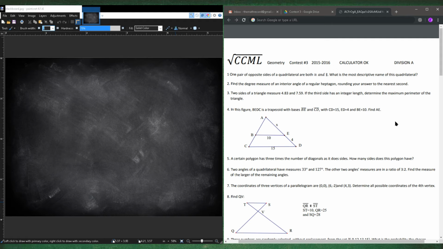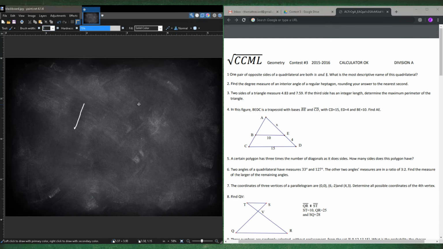Okay, question 1. One pair of opposite sides of a quadrilateral are both congruent and parallel. What's the most descriptive name of this quadrilateral? Since one pair of opposite sides is parallel, you make another line to combine those two. Technically, this line and this line would be the same, and this line and this line would also be the same.